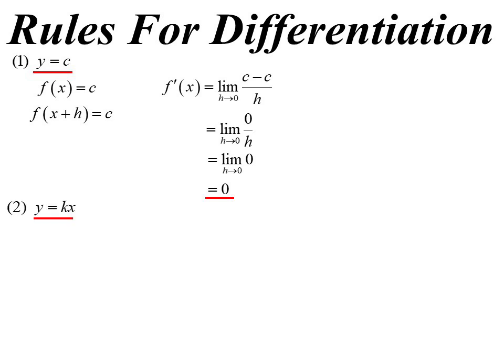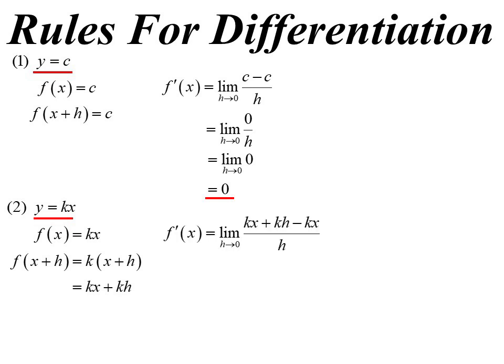Let's make it a linear function then. And again, we already know the answer to this one, because we know the slope of the line would be, in this case, k. But f(x) would be kx, f(x plus h) would be kx plus kh. Put it into the first principles formula, and we can cancel, and it confirms what we know. Okay, what about other powers then?